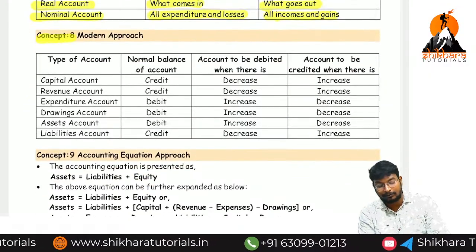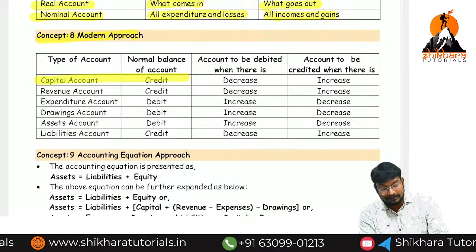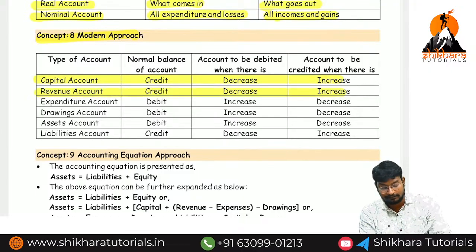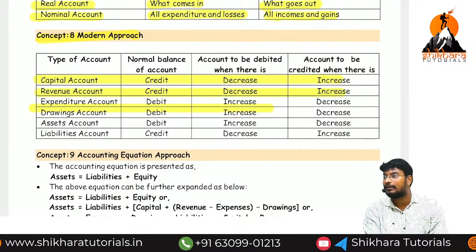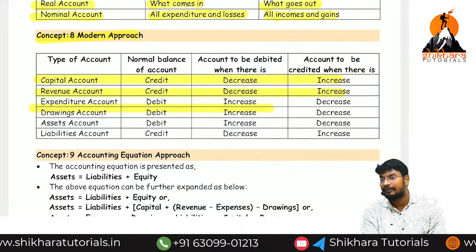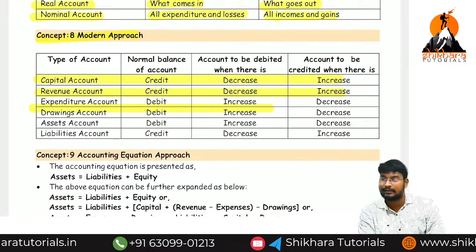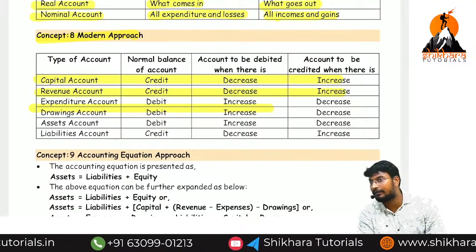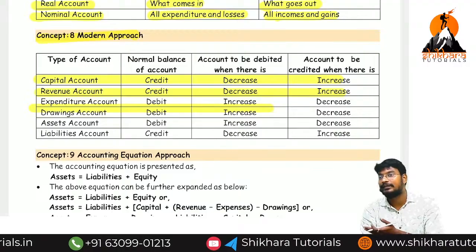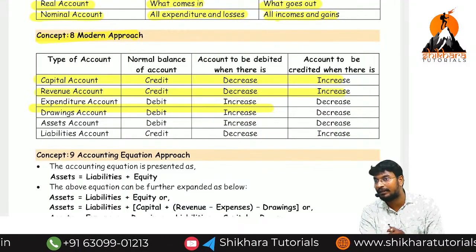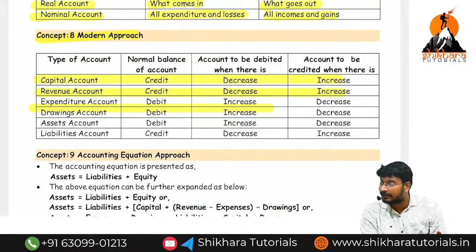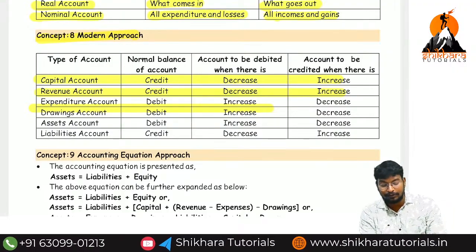Next, we know the modern approach. Normally this is how the modern approach will be, but we have taken one shortcut. What is the shortcut? DEALER. D for drawings, E for expenses, A for assets, L for liabilities, E for equity or capital, R for revenue or incomes. So these three items are presented on the debit side, debit balance. Another three items are presented on the credit side, credit balance. Normally you need to understand it like that.